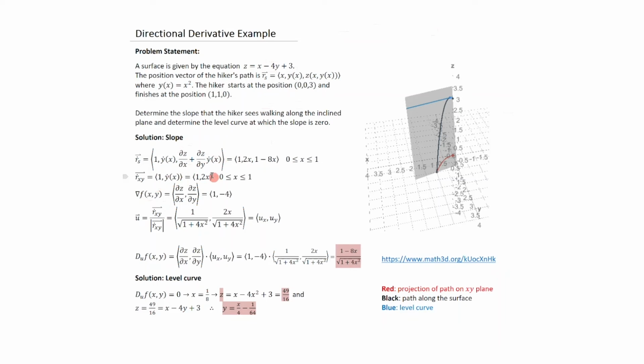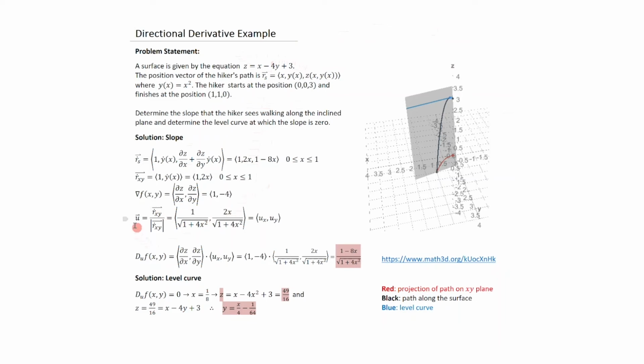We need to calculate the gradient vector. So the gradient is just dz/dx, dz/dy. So that means you take just the partial with respect to x and y of this expression, right? And you end up with a vector which is 1, minus 4. And that vector clearly would be pointing perpendicular. It's an orientation vector. So it'll be perpendicular to the surface, in this case. Also the line, because the line lies on the surface.